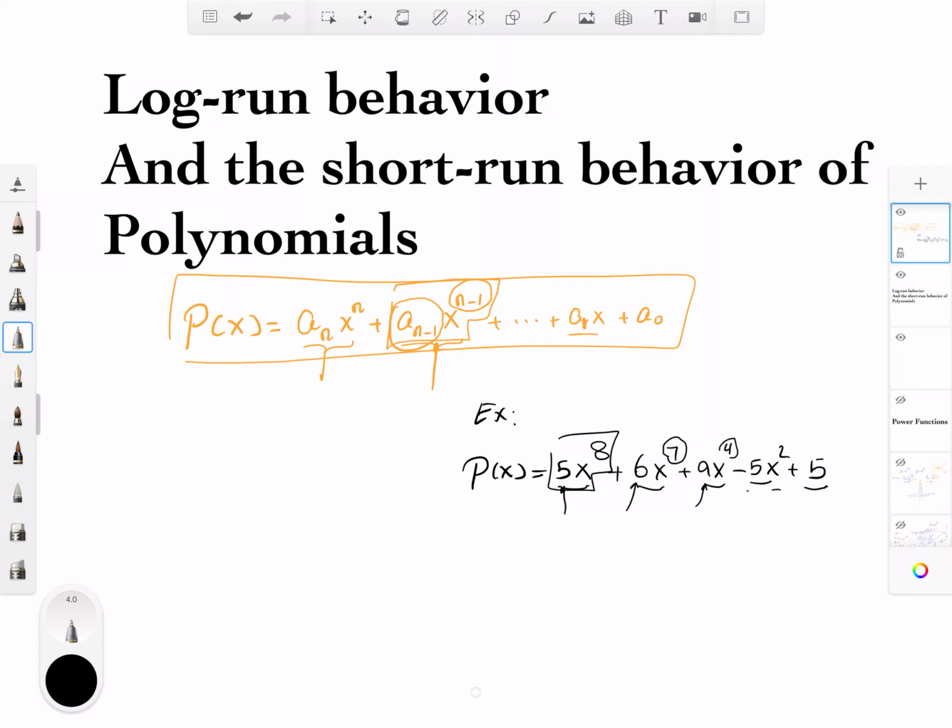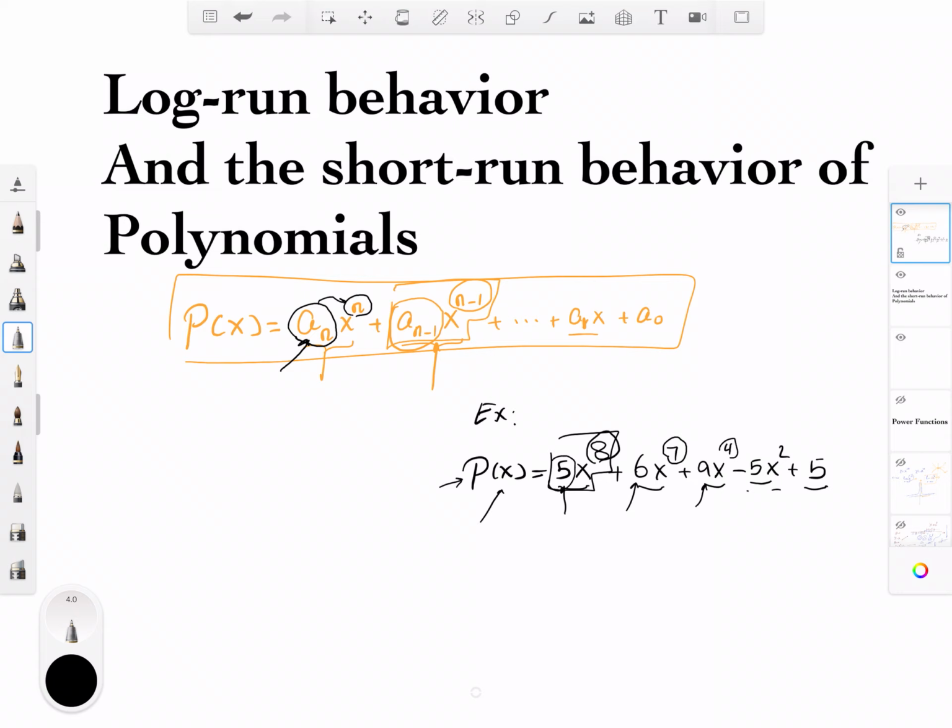The degree of this polynomial will be the highest degree, so the highest n will be the degree of the polynomial. And the leading coefficient, this a of n, will be the coefficient of the highest degree. So the leading coefficient of this polynomial is 5.